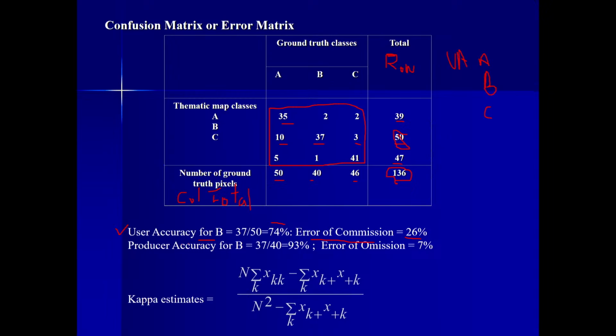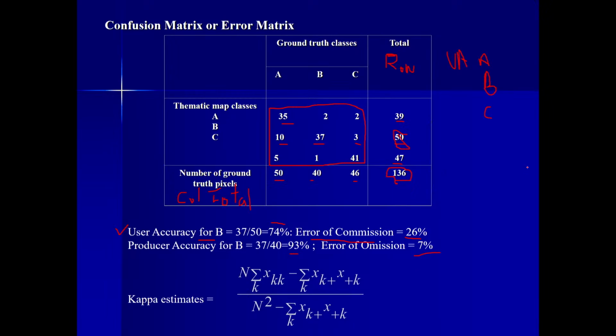So for producer accuracy, for class B it will be 37 by 40 multiplied by 100, and for class A it will be 35 divided by 50 into 100, and for class C it will be 41 divided by 46 into 100. And again you can calculate one more parameter called error of omission. So error of omission for class B will be 100 minus 93, that is 7%.